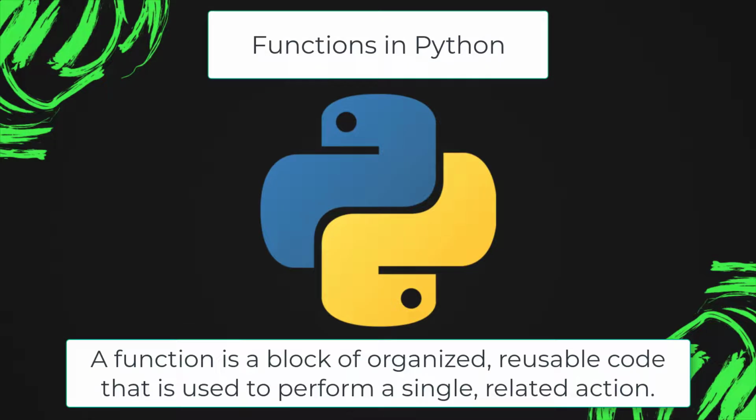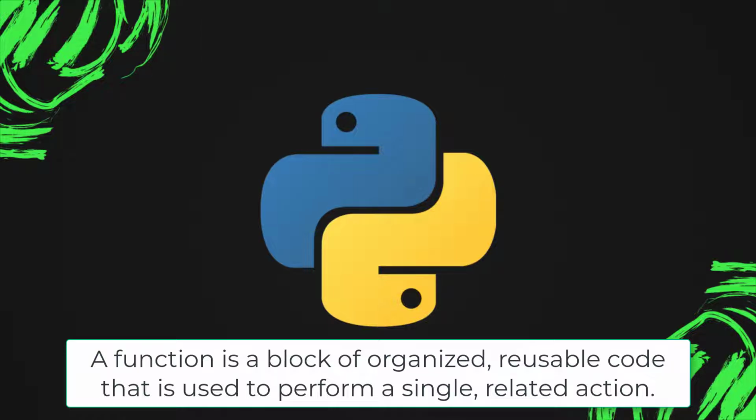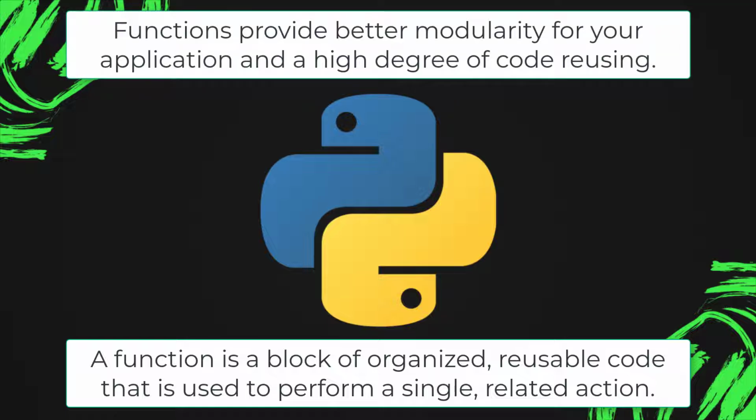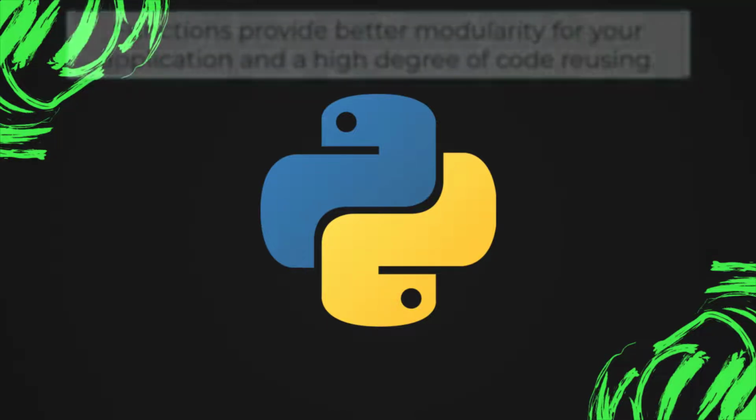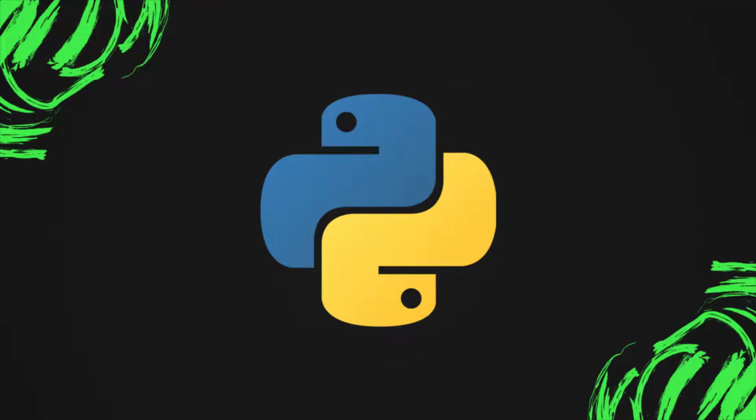A function is a block of organized, reusable code that is used to perform a single related action. Functions provide better modularity for your application and a high degree of code reusing. As you already know, Python gives you many built-in functions like print. But you can also create your own functions. These functions are called user-defined functions.